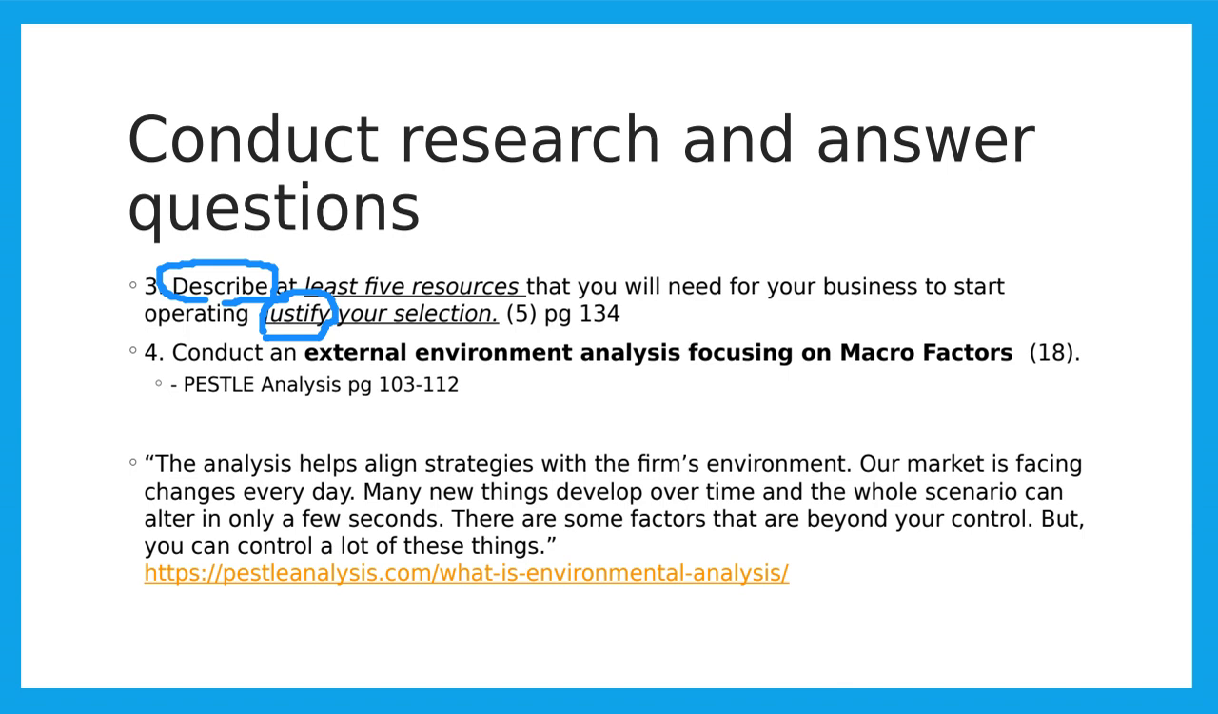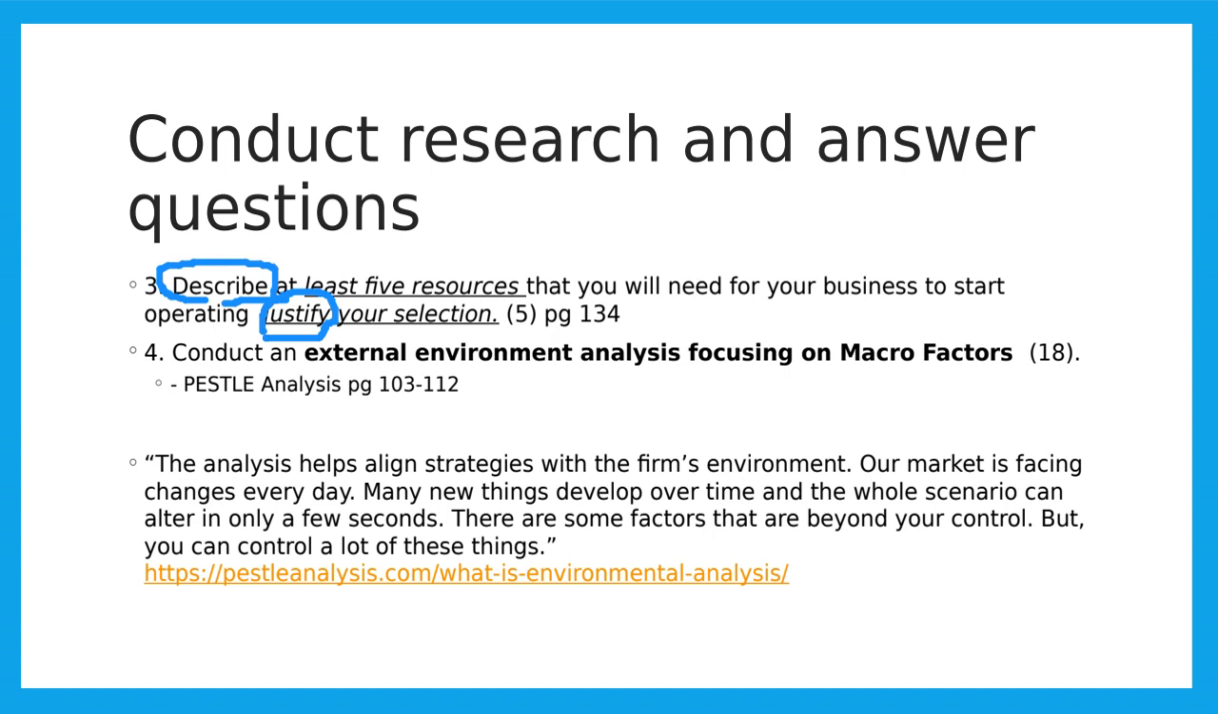In your textbook on page 134, they give you a long list of resources: operating resources, human resources, technology, finances. But if you just went onto Google Scholar or EBSCOhost and looked at 5 resources that a business needs, there are so many available out there. Any of those would be acceptable. You are going to choose 5 of the resources that you would need to start your business and then justify.